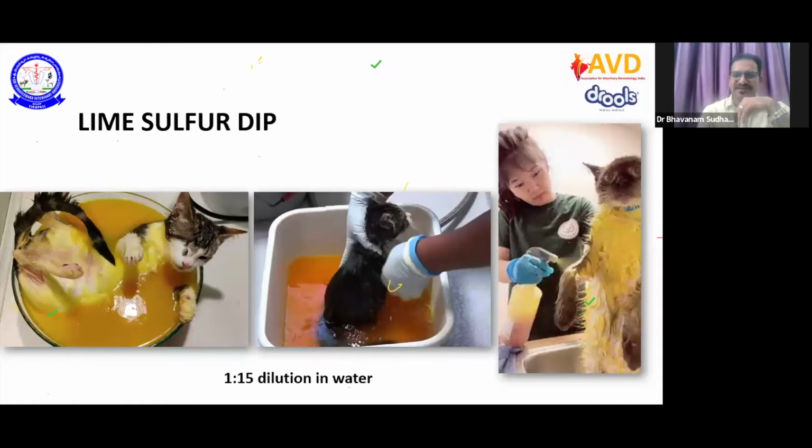Next is lime sulfate. Generally, we advise it for management of fungal infection when we have a severe infection. The only thing is that when you give this lime sulfate, there is a possibility of gastrointestinal irritation. That's the only sign. Next, how to use this one. The commercial products are available at a 1:15 dilution in water. Here we need to take almost 30 ml of the product in 1 liter of water. We have to mix it, and the coat should not be left wet. It should be dried and wiped out.